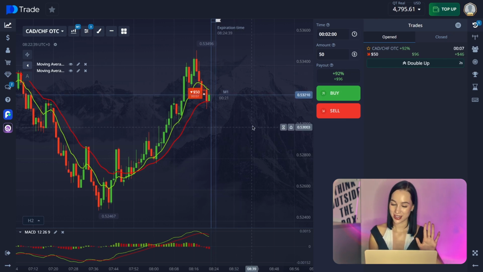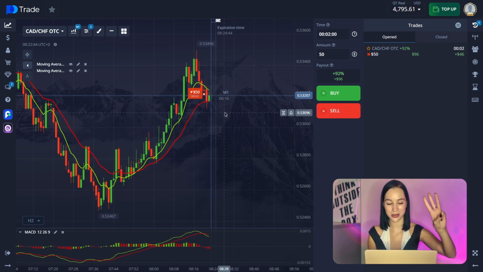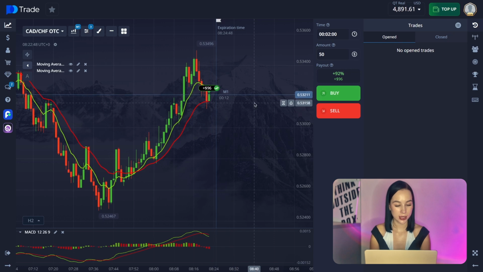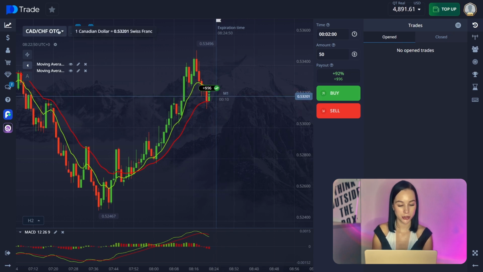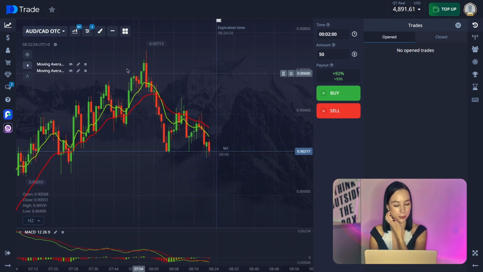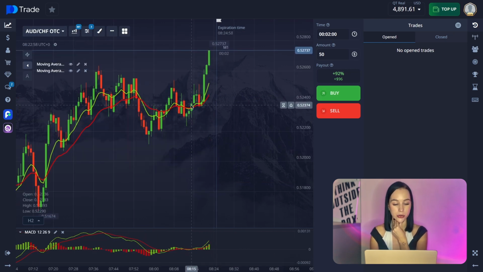Okay, 10 seconds. I hope it's gonna be the same. We're not in the plus right now. Now, yes. Now it's 5 seconds. 4, together 3, 2, 1. Okay, so we close this one, and now we're gonna find some other currency pair to open a trade there. Also for 2 minutes time of the expiration. Maybe we're gonna change it. Depends actually on the currency pair.